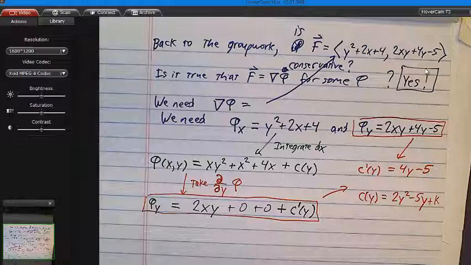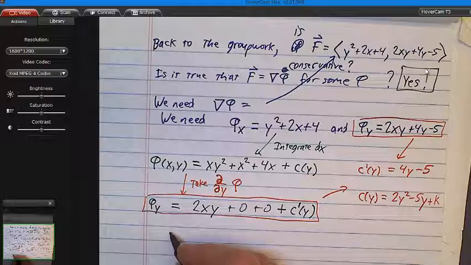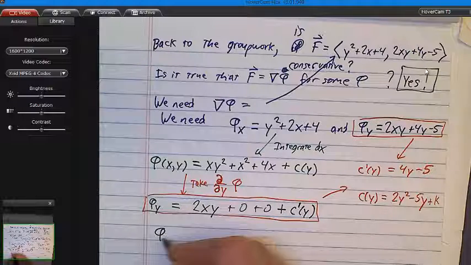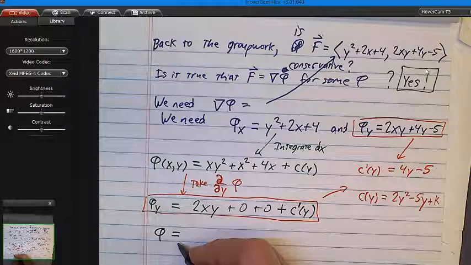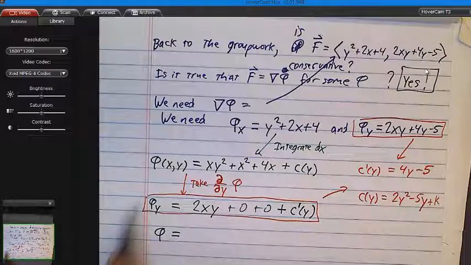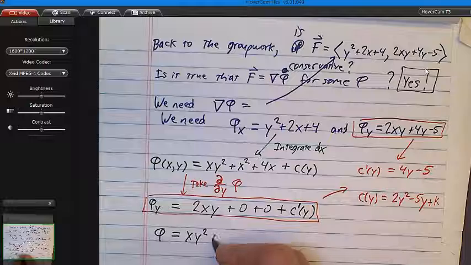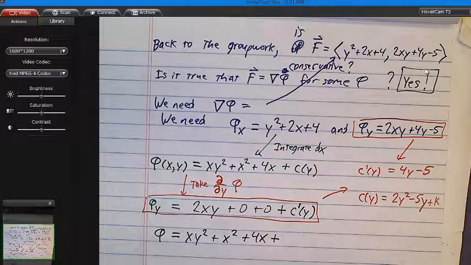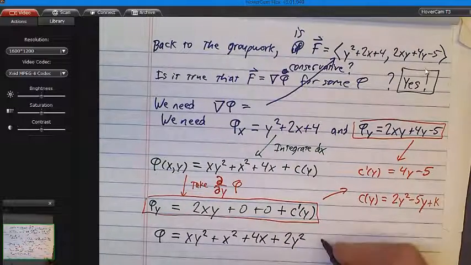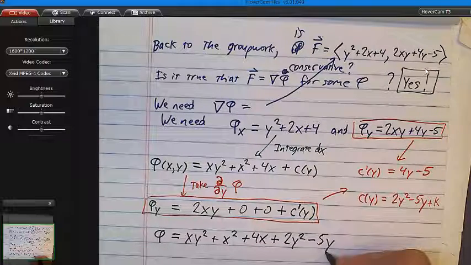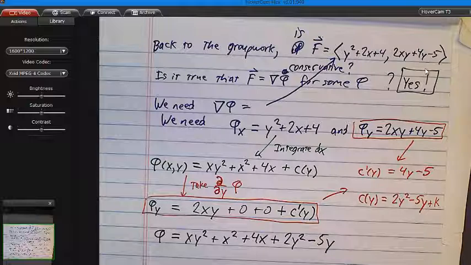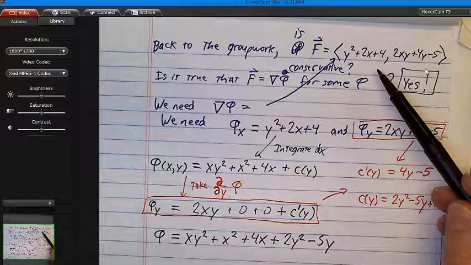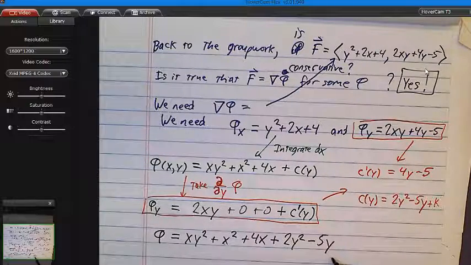And the proof would be this. We would say, well, phi is equal to what? That's what we had up above, right? Not in the rectangle, but here. Phi is equal to xy squared plus x squared plus 4x, and then where it says C of y, what would I write? 2y squared minus 5y. And guys, it doesn't matter what constant I pick. Any constant I pick, this would be a potential function for the force field. So I will just use this with k equals 0 at that point. All right, so there's my phi.